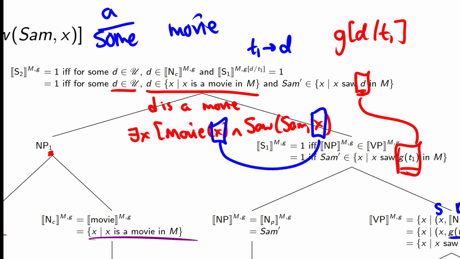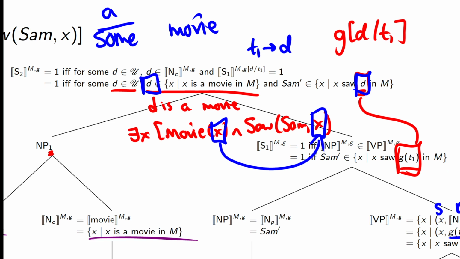We want to know that the thing that Sam saw X is the movie. And what's the movie? Well, D is the movie. We're saying if for some D in our universe, D is the movie. And we want Sam to see D, which is that movie. So that's what our assignment function is doing there. And that's why we see these differences in our tree. But this is just watching the rules apply to the tree.